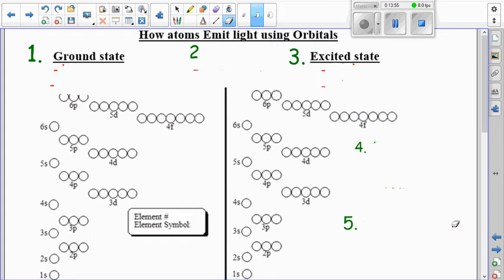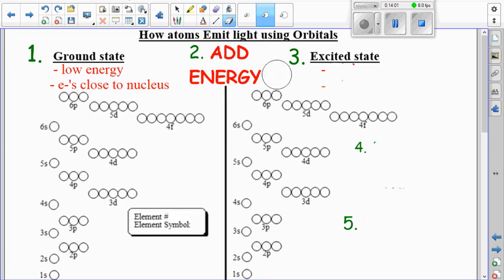So, remember, again, you don't have to write this part down. Remember, ground state, low energy, electrons close to the nucleus. You add energy, and they'll become excited, so they're going to go farther from the nucleus. So let's do an example here.